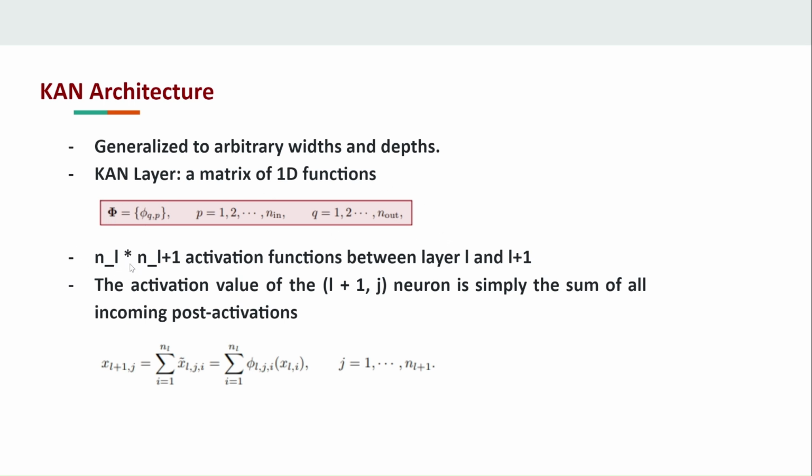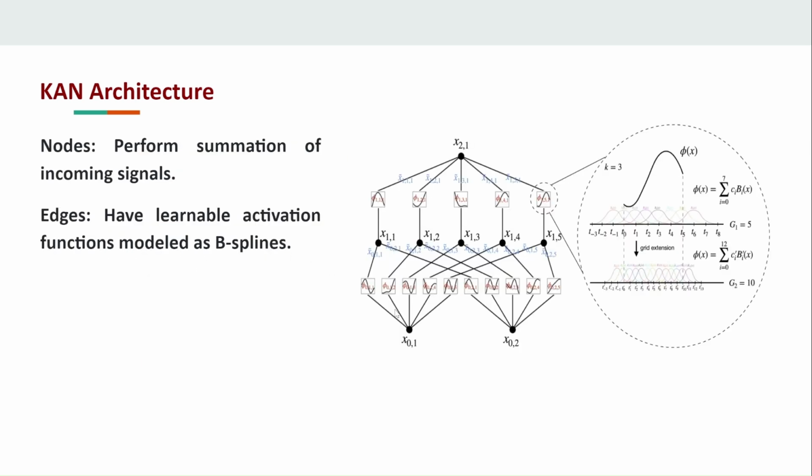And if there are N_l nodes in the l-th layer and N_(l+1) nodes in the (l+1)-th layer, we're going to need N_l cross N_(l+1) activation functions that we need to be learning. Just like here. So there are 2 nodes in this layer and there are 5 nodes in this layer. So we need to learn 2 cross 5, 10 activation functions to propagate to the next layer.